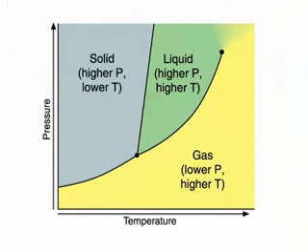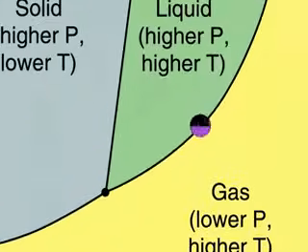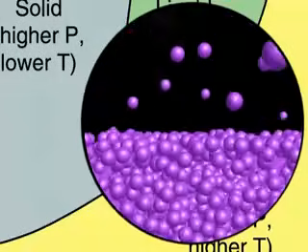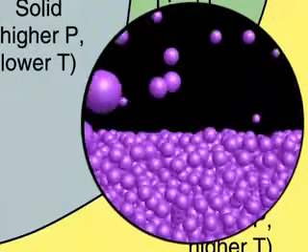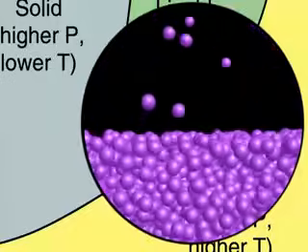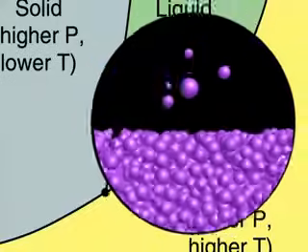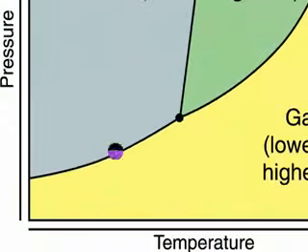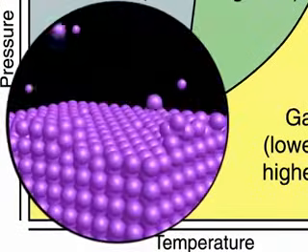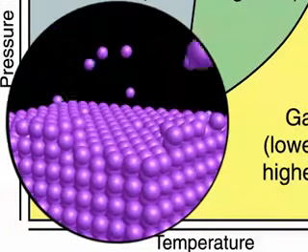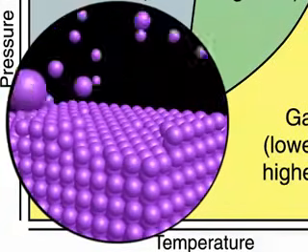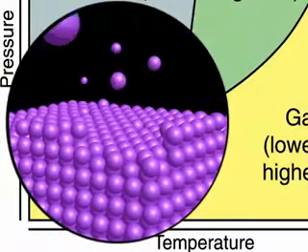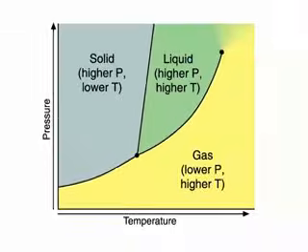Similarly, at any point along the liquid-gas line, vaporizing and condensing are occurring at the same rate, which means that the number of particles moving from the liquid to the gas per unit time equals the number moving from the gas to the liquid. Finally, along the solid-gas line, subliming and depositing are occurring at the same rate. That is, the same number of particles are moving from the solid to the gas per unit time as are moving from the gas to the solid.